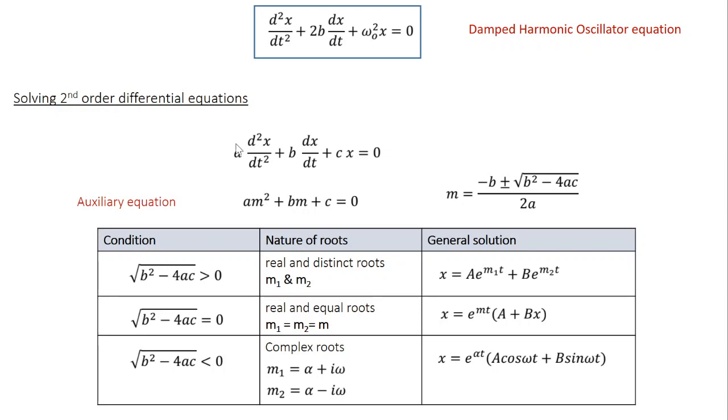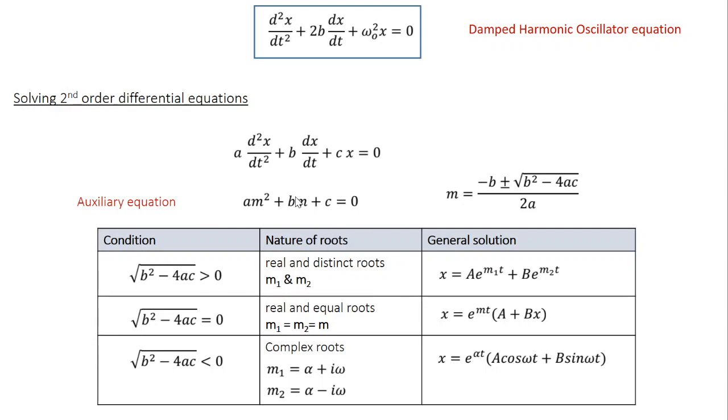For now let's forget about our LCR equation. Take a general equation, a d square x by dt square plus b dx by dt plus cx equal to 0. This is the equation we want to solve. First step is to write the auxiliary equation. Instead of d square x by dt square, write m square; for dx by dt, write m; and the coefficients remain the same. So you have a m square plus b m plus c equal to 0. This is the auxiliary equation.